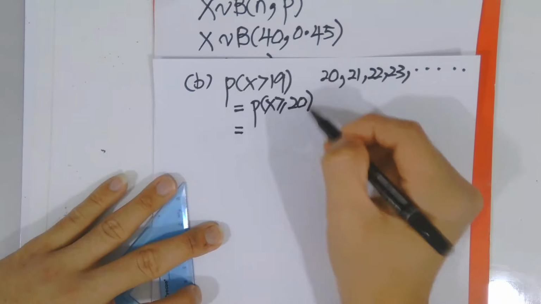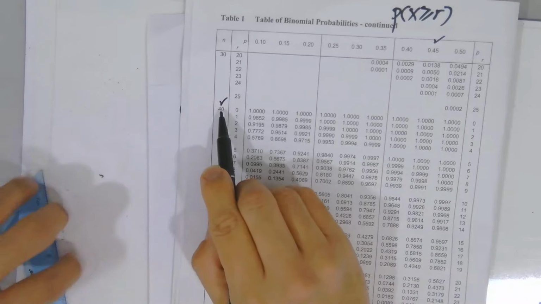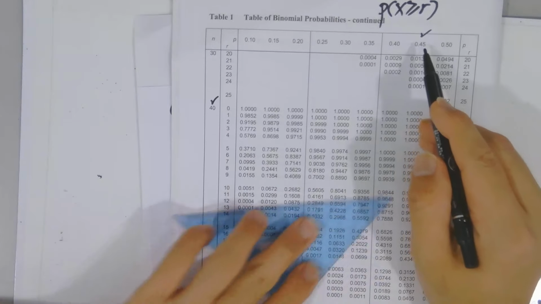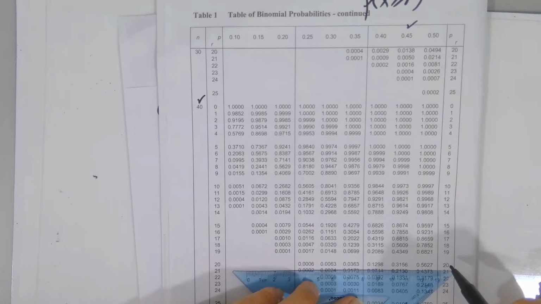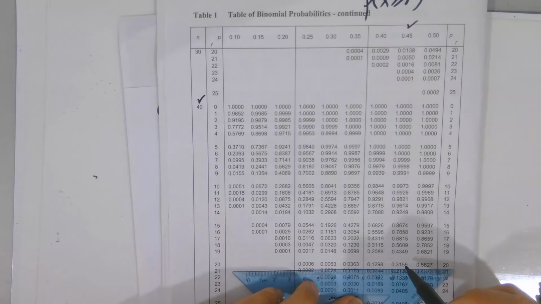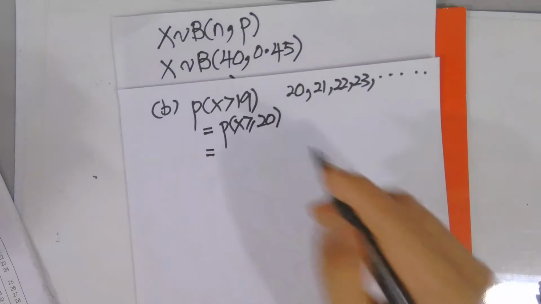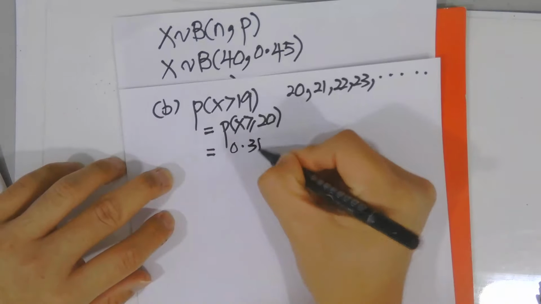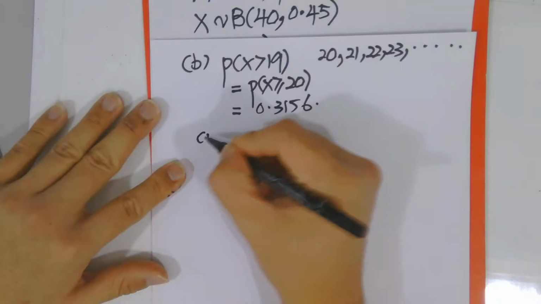So then we can take the value by looking at this distribution. 40, 0.45. So the value of 20 here will be 0.3156. So that's the answer, 0.3156. So C.